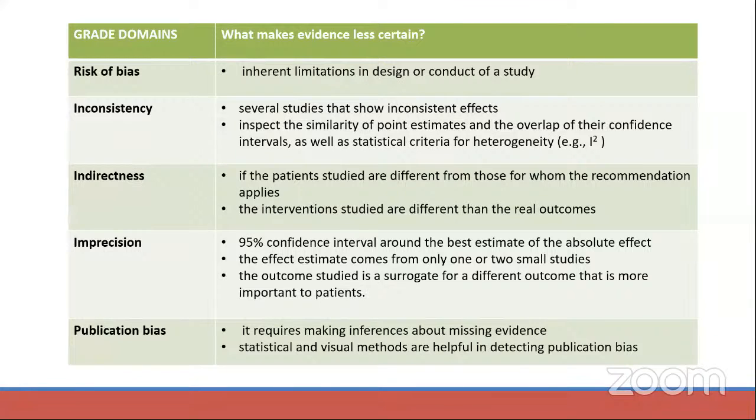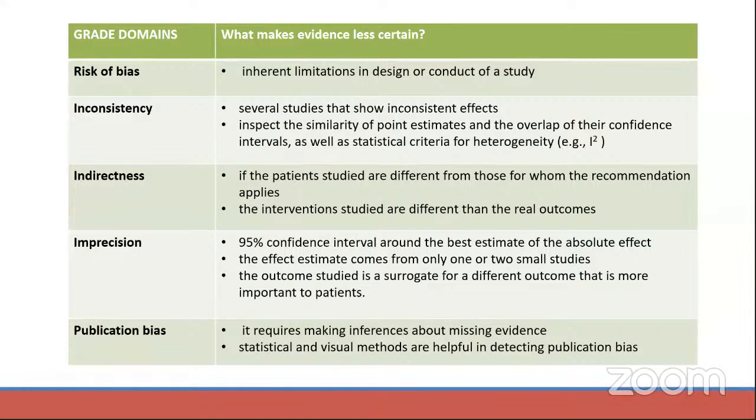Last but not least, publication bias comes under other considerations. It's quite difficult to assess this. It requires making inferences about missing evidence. There are statistical and visual methods to detect publication bias. Some examples include trim and fill analysis, funnel plots, and so on. And sometimes it is impossible to collect all the evidence, because you might end up looking at only the English language articles for some reason.